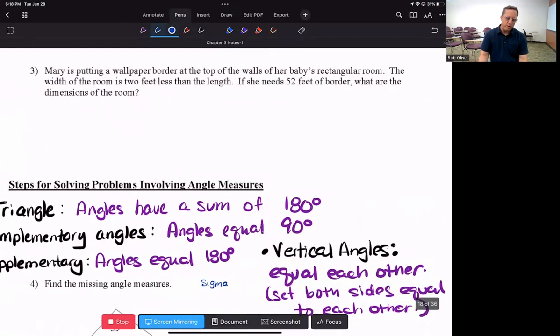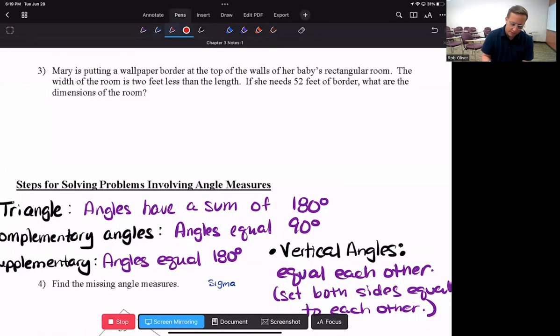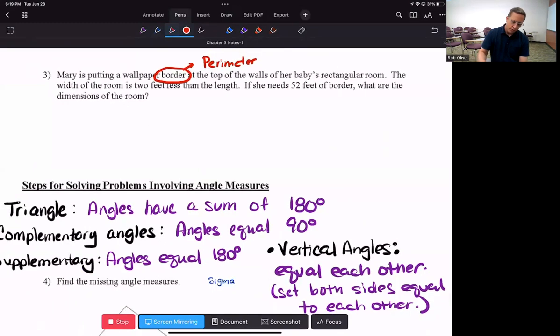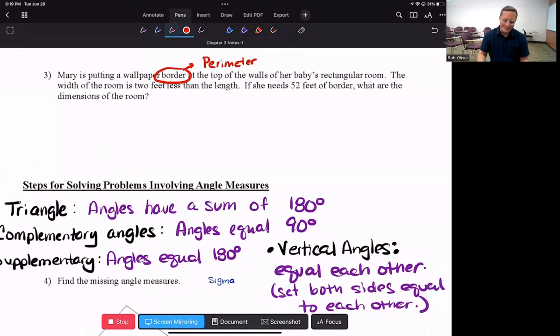All right, number 3, Mary is putting a wallpaper border at the top of the walls of her baby's rectangular room. And let me just stop there for a second. Now, this one's referring to a border, and it's not an area problem. A border is inferring that this is perimeter. So we're talking about the perimeter of the wall, around the room, around the edges of the wall of the room. Okay, so the width of the room is 2 feet less than the length.